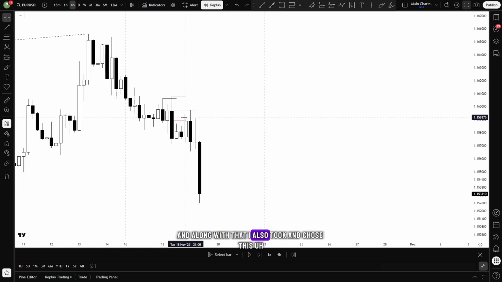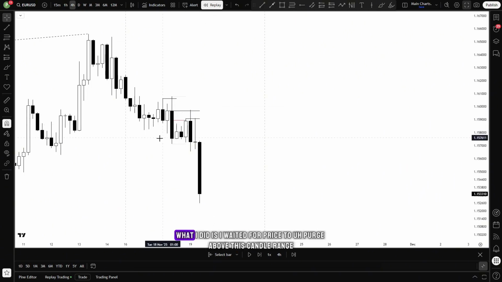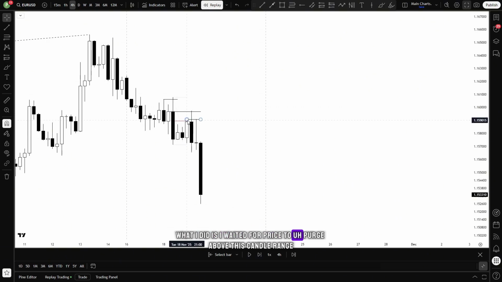Along with that, I also chose this 9 p.m. candle as my candle range, as my CRT. And during the London open session, I waited for price to purge above this candle range, reach this rejection block, and from that point on, I expected an expansion lower. That was the thought process I had on the 4-hour time frame on Wednesday.